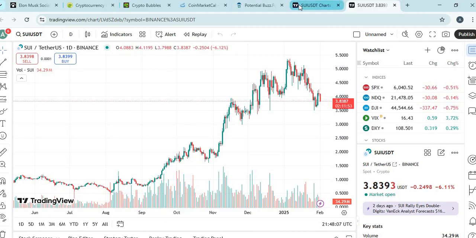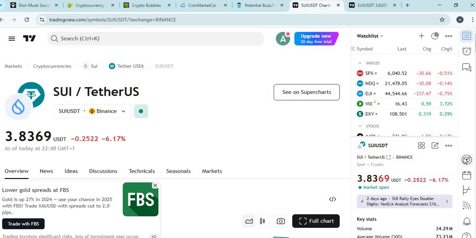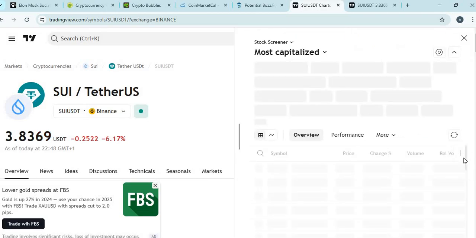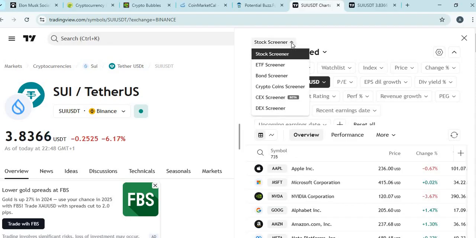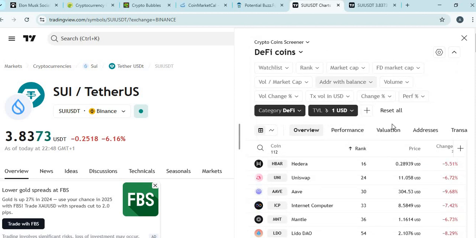You can even go back to the screener and set different parameters for the crypto market. Yes, you can do that. So we can move from stock screener to crypto coin screener and play around with all of these filters until you get what you're looking for. So take your time and spend some time on all of these platforms and tools. You will really love it.